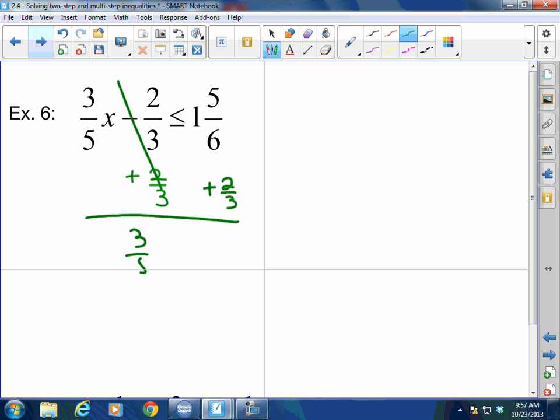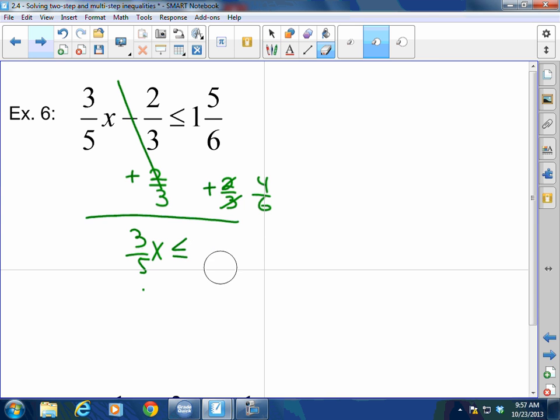So I've got 3/5 x less than or equal to. Okay, common denominator is 6, so this goes to a 6. That goes to a 4, right? Right, guys? So that's 1 and 9/6, correct? Okay, let's simplify this a little bit more.